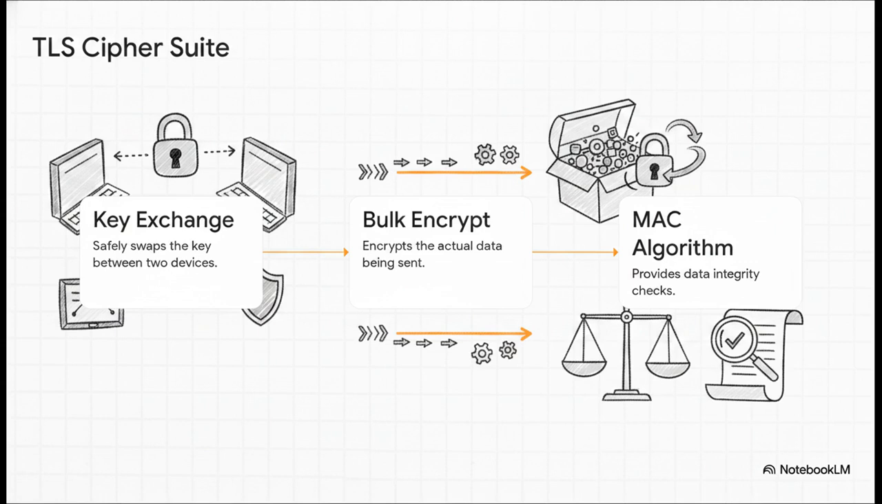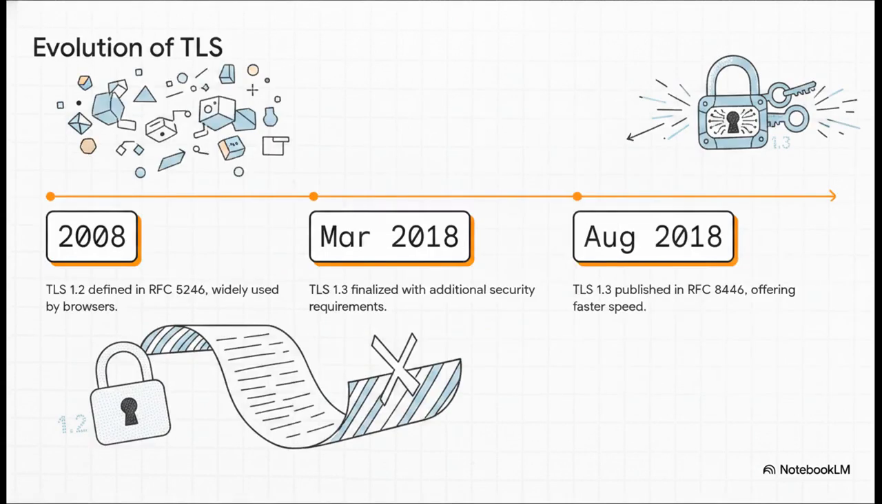Finally, the MAC, or Message Authentication Code algorithm, provides a vital data integrity check. It ensures that the data sent wasn't somehow altered or corrupted while traveling over the network. Often these suites will also include signature and authentication algorithms to verify the server or client. Now, there are hundreds of different cipher suites out there, combining these formulas in all sorts of different ways, and some naturally offer better security than others.